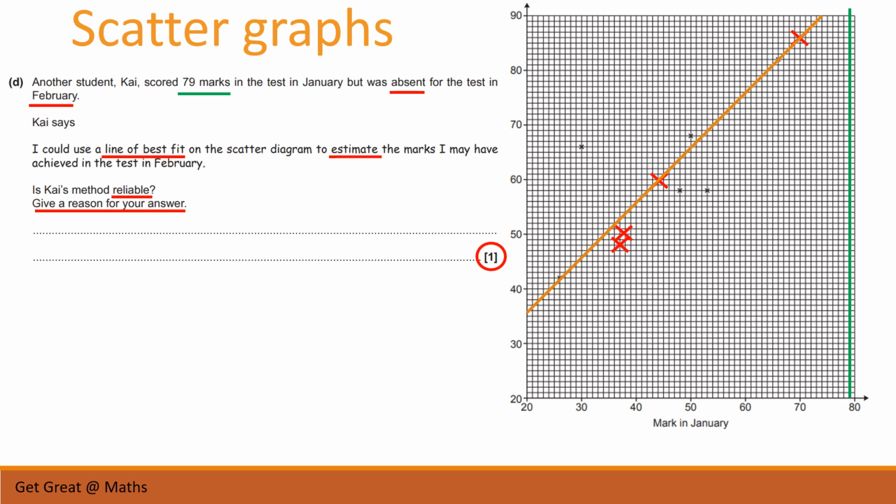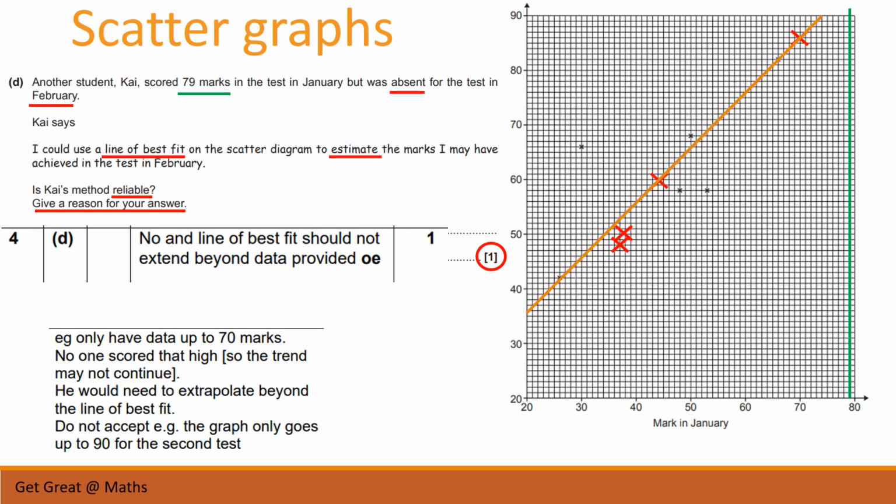And we want to know what would happen when we get 79 marks. What would the score in February be? Is this method reliable? Can we use this scatter graph to show what is going on? And you've got to give a reason for your answer. So you can't just write down yes or no. You have to give a reason for the answer as well.